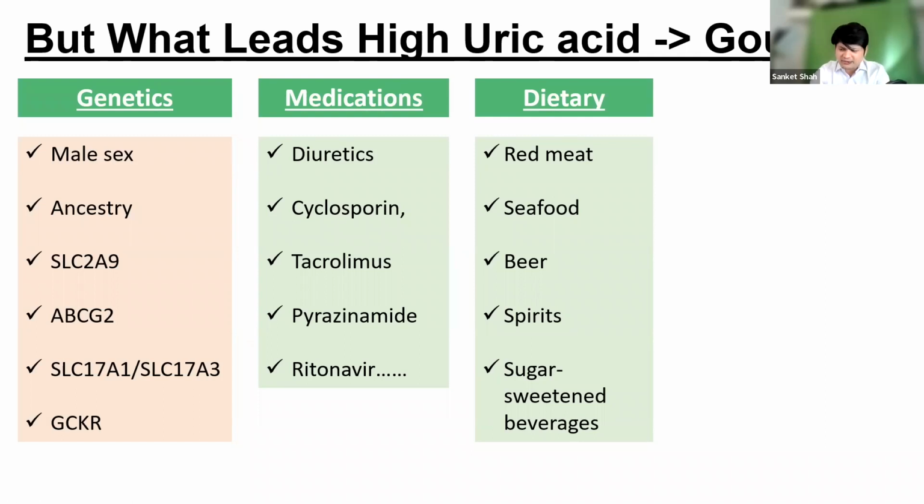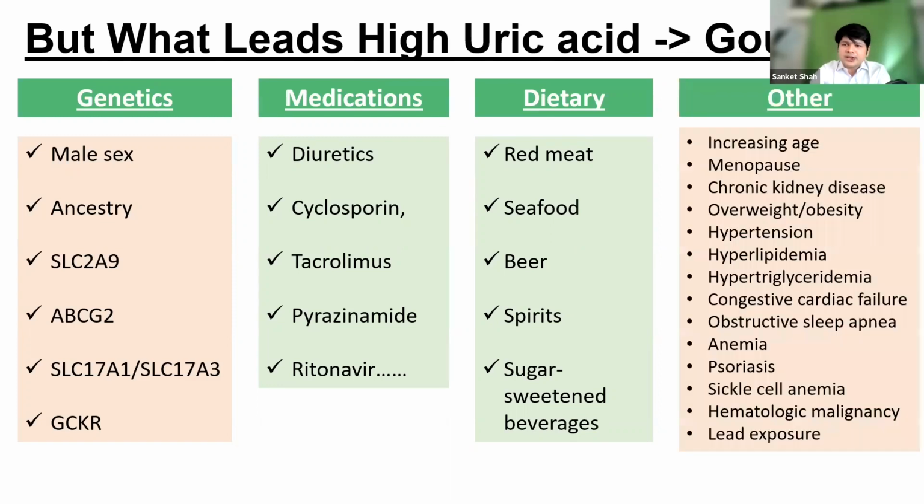You have to be very careful while advising your patient. This is a very important point because the patient does ask you, right? What should we not eat? This is the must-not-eat list. What we should eat, I will discuss further. And there are other factors, like increasing age, menopause, CKD, overweight, obesity, hypertension, hyperlipidemia. There is a big list.